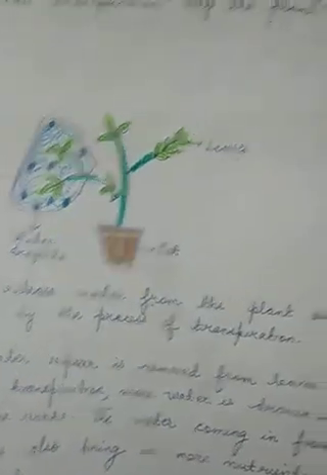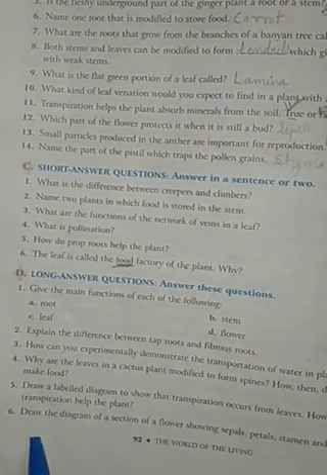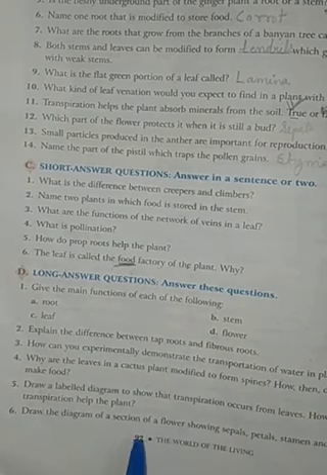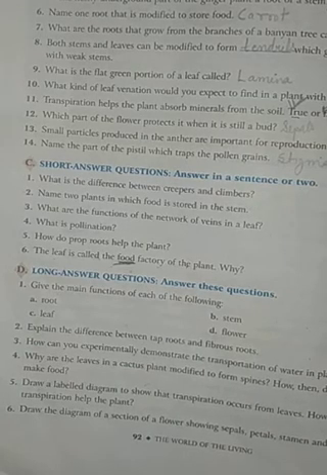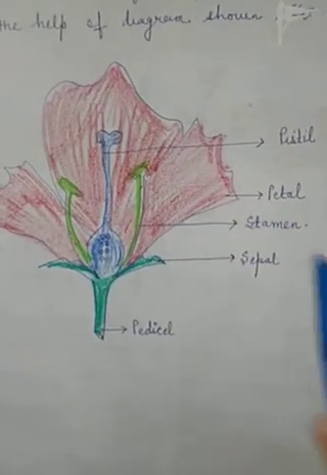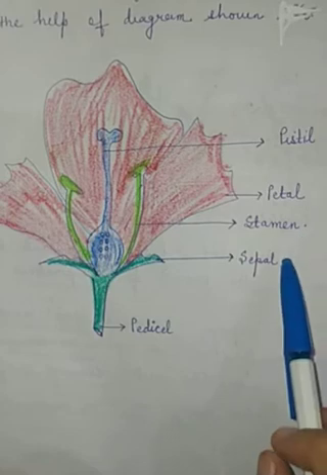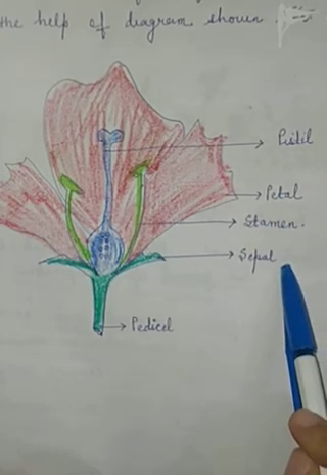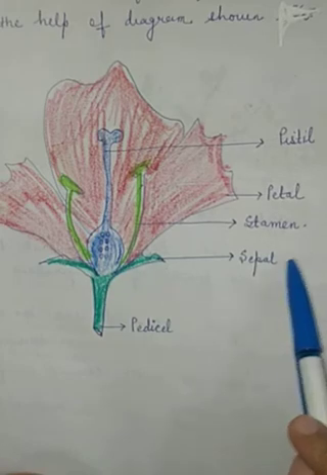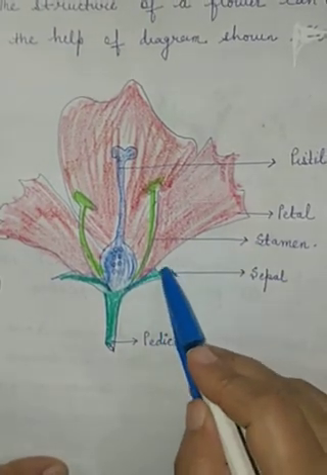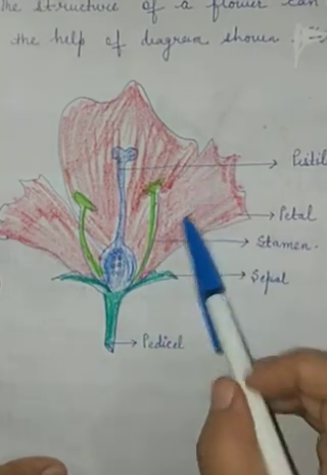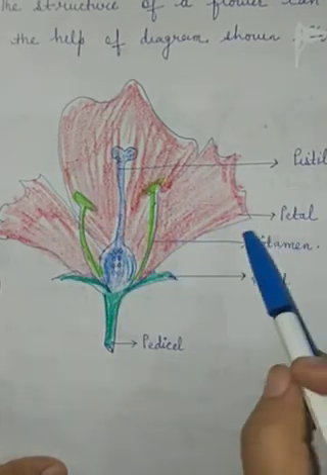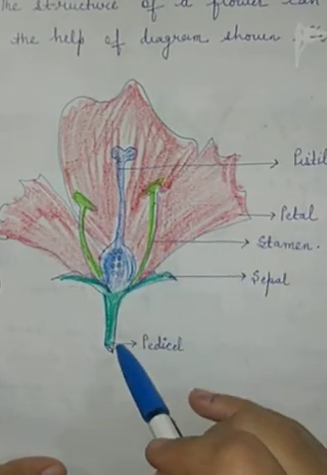And the last question of this long question answer is: draw a diagram of a section of a flower showing sepals, petals, stamen and pistil. In the last question you have to draw a diagram showing the main parts of the flower. These four parts written here, pistil, petal, stamen, sepal, are the main parts of the flower, and they can be found in any kind of flower. This green leaf-like structure is known as the sepals. On the sepals, these red structures which I have made are known as petals. Now this is the pedicel.